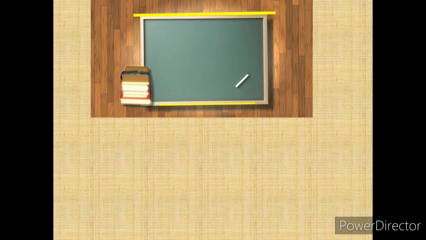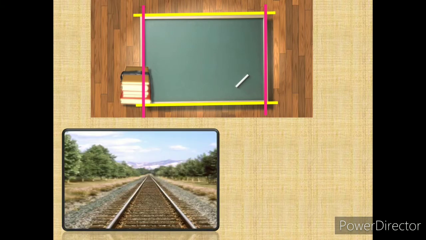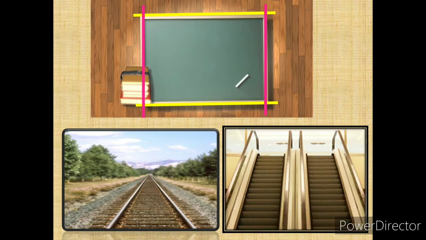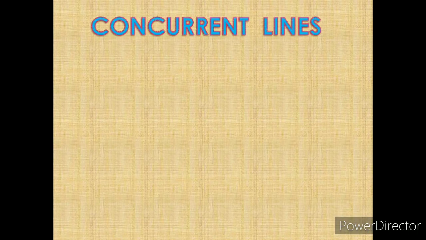Opposite sides of a blackboard. See the opposite sides of a blackboard. You can see they represent the example of your parallel lines. So if you are asked the example of parallel lines, you can say that the opposite sides of a blackboard represent the parallel lines. Similarly, the railway track and even the accelerator, you can see that they all give the examples of parallel lines. Next are your concurrent lines.